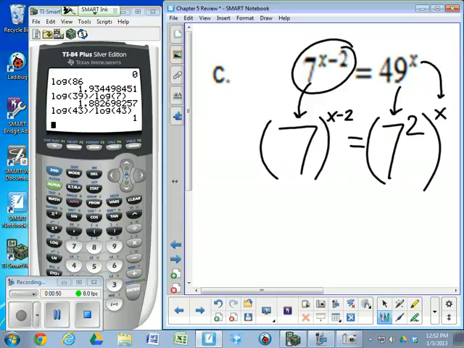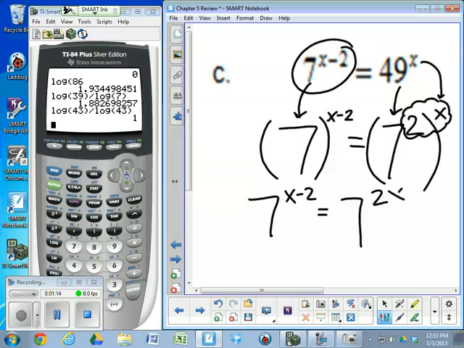Okay. So this is one way of doing this problem. It doesn't involve logs at all. But it could. Right? Good. Now, what do you do with an exponent to an exponent? One of the rules we learned. You do multiply them. So let's make it say 7 to the x minus 2 equals 7 to the 2x.